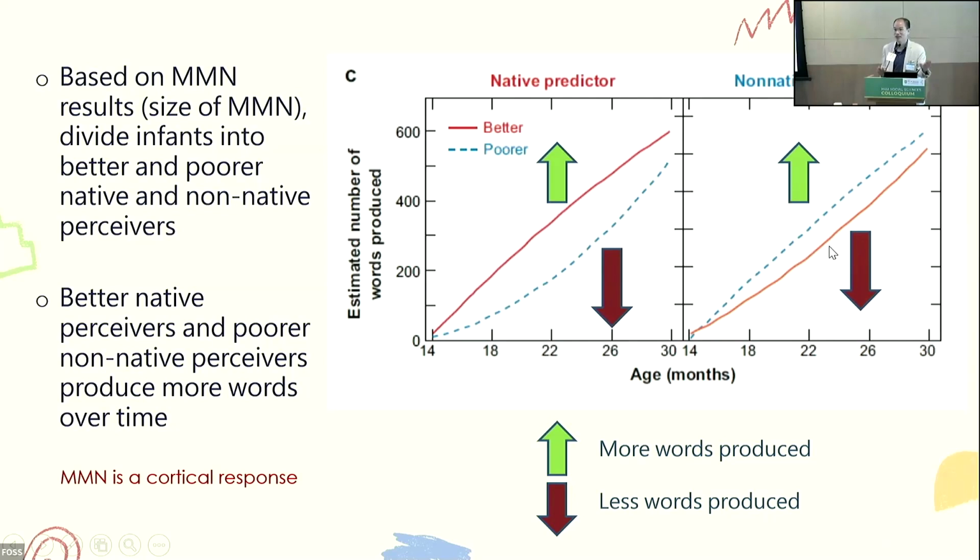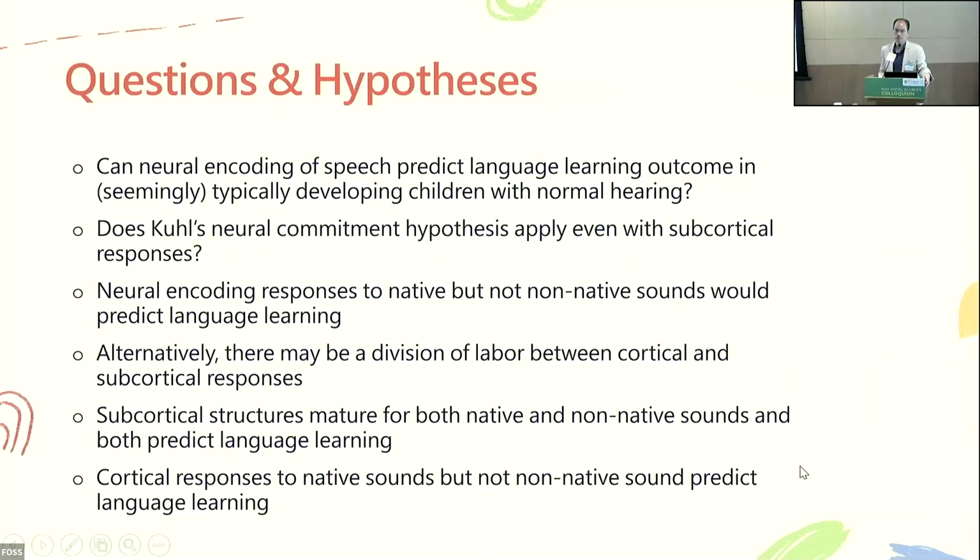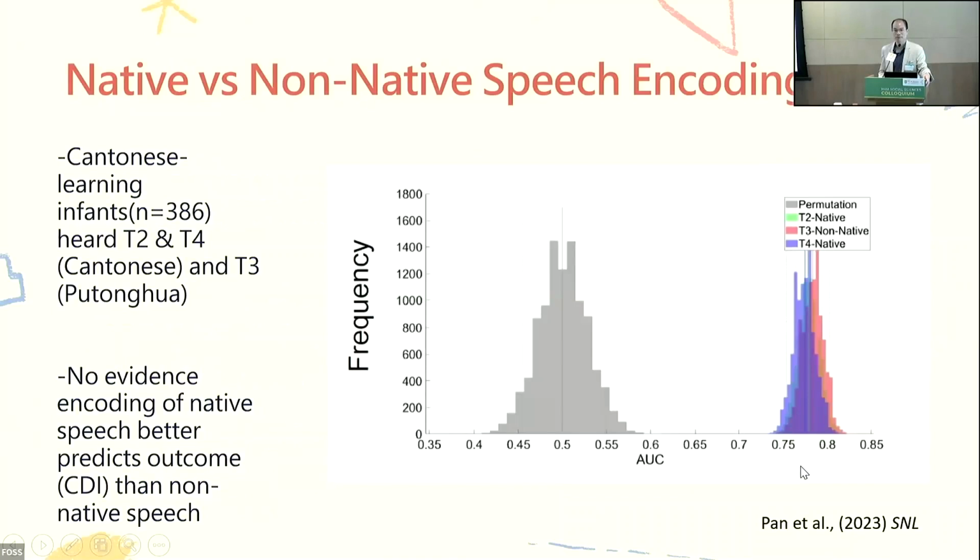Okay, so now the important thing for us is this. MMN is a cortical response. What we're measuring for the most part is a subcortical response, although we also have some cortical response in it, but for the most part, it's subcortical response. So the question for us is whether or not at the subcortical level, this neural commitment hypothesis is still true. Okay?